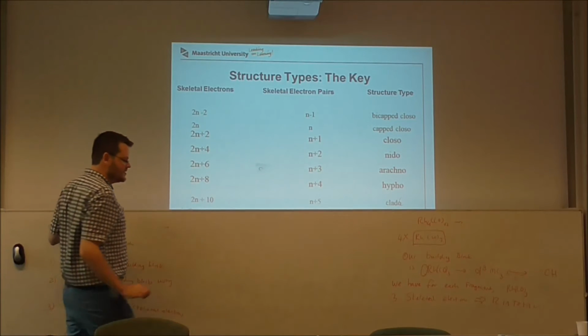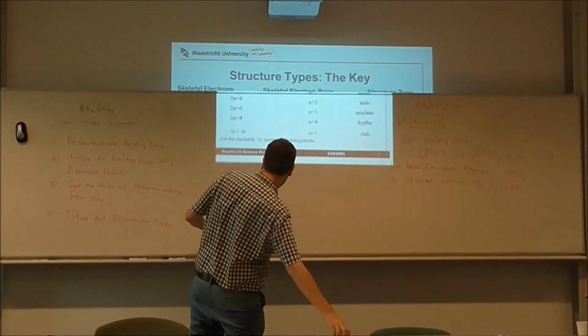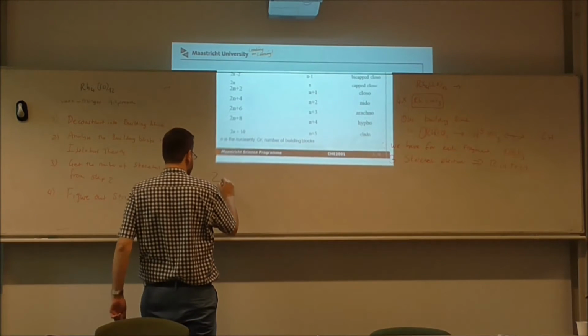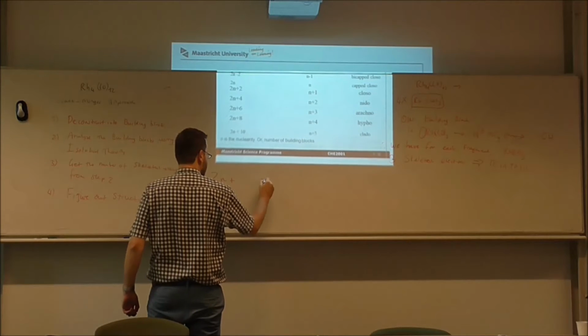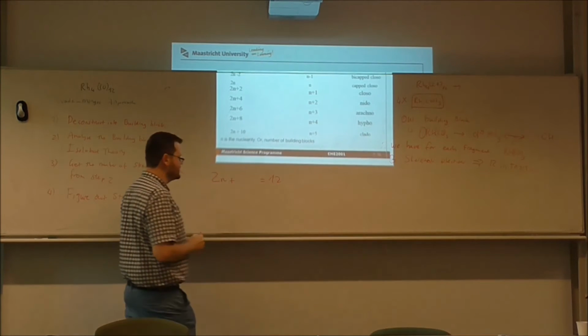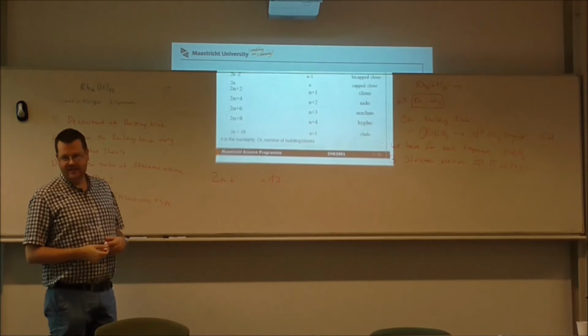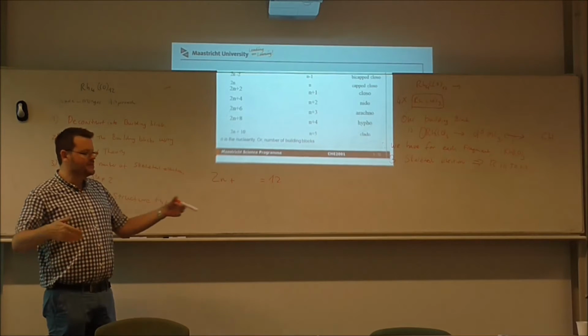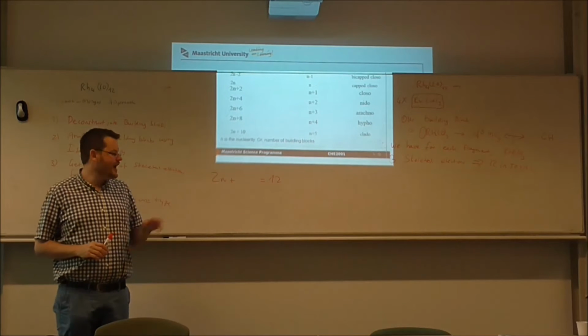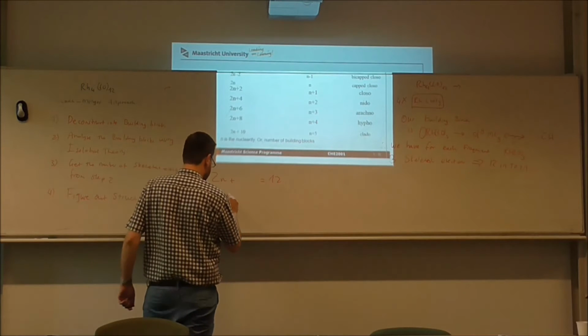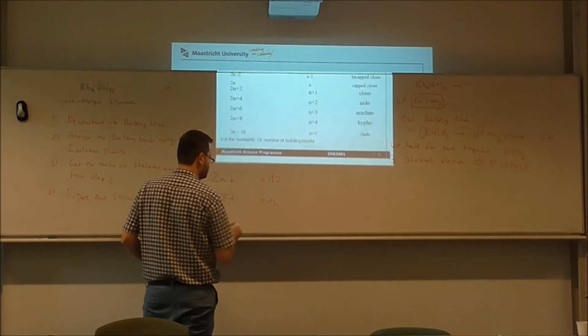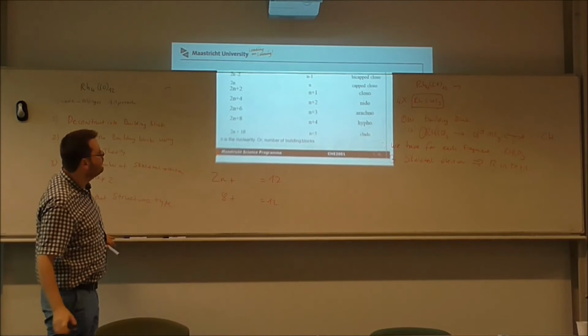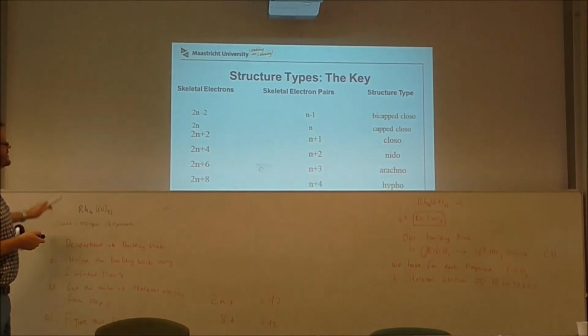Now another way of doing it, a much simpler way, is to say 2n plus something equals 12. We know n is 4, because it's a tetranuclear cluster. So 4 plus what equals 12? Sorry, 8 plus what equals 12? 4. And if it's plus 4, it is Nido.